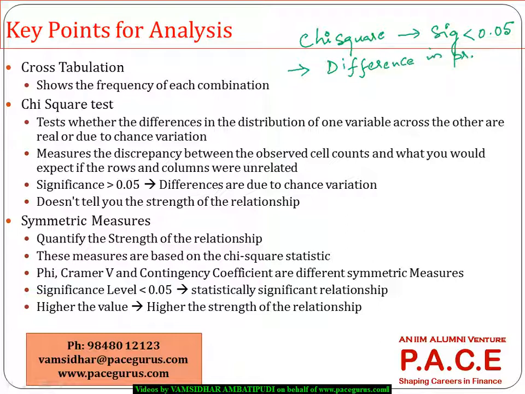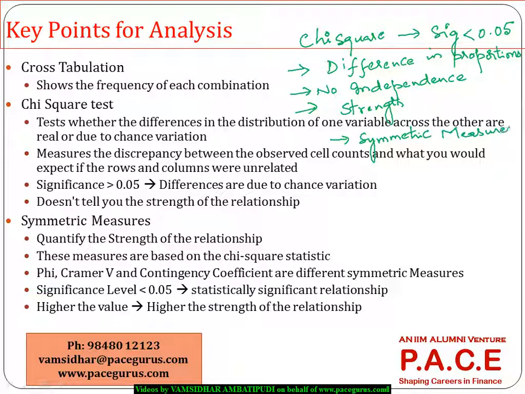Means there is some level of relation, there is no independence between the two variables. So some relationship is existing. So that is where I want to find out the strength of the relationship. And the strength of the relationship is measured by the symmetric measures. Right? So if this is not less than 0.05, I don't need to go with this entire thing at all.